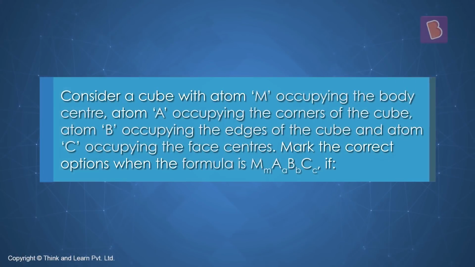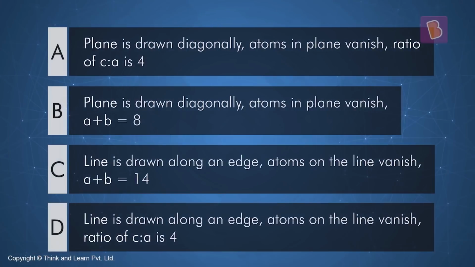Here's a question that can have more than one correct answer. Now, as usual, we have a unit cell, and M, A, B, and C are all occupying some parts of it. What we need to do is, yeah, the examiner is being interesting. You need to remove a plane or a line and see how the ratio of C's to A is and what is the sum of A and B in the molecular formula. Yeah, just be careful. It's a molecular formula that we are talking about.